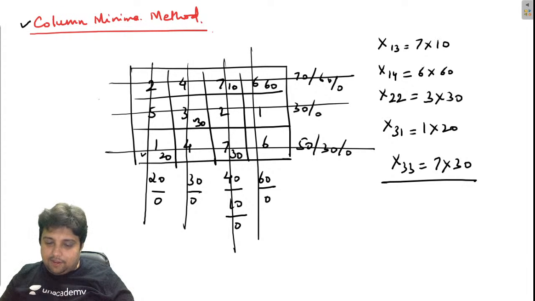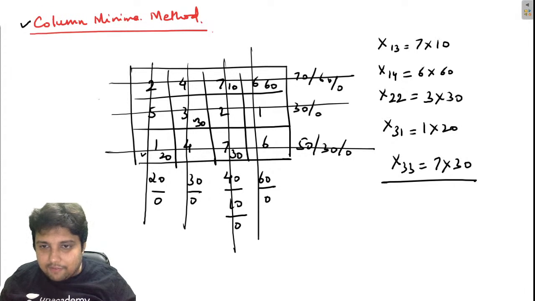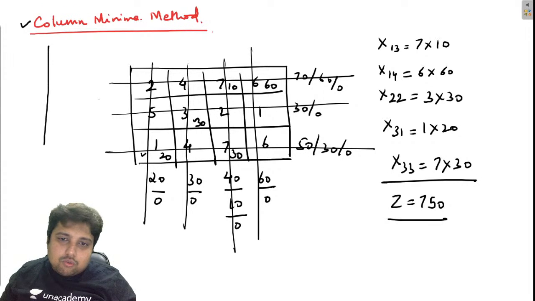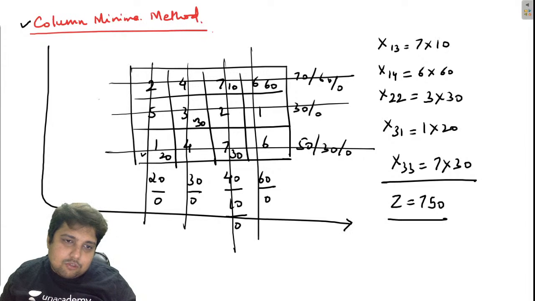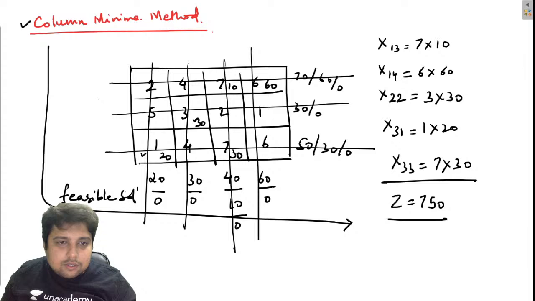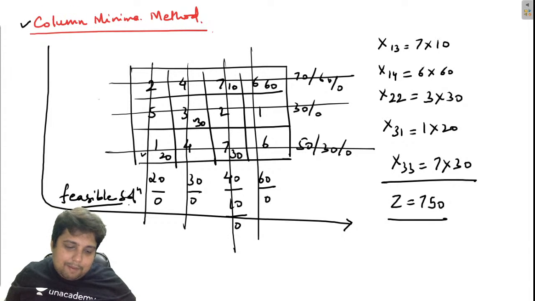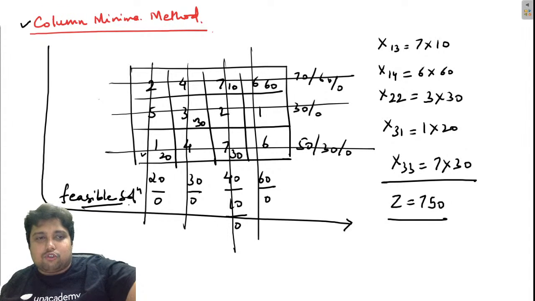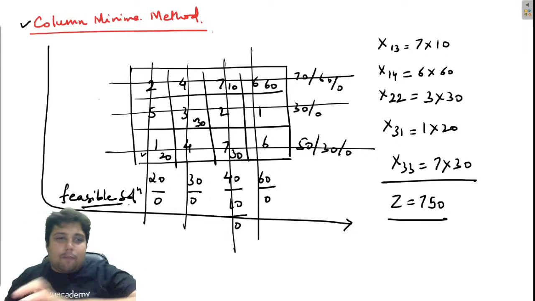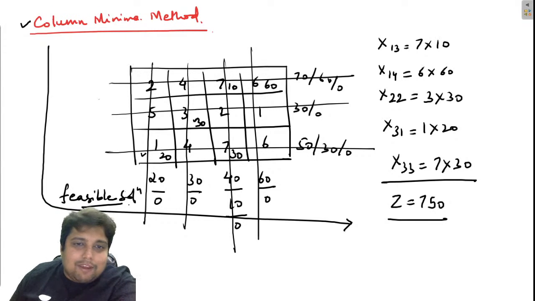So it is 7 into 10 plus 6 into 60 plus 3 into 30 plus 1 into 20 plus 7 into 30. So this is coming out as 750, right? So through column minima, my friends, the feasible solution I have got. Remember, this is a feasible solution, not an optimal solution.